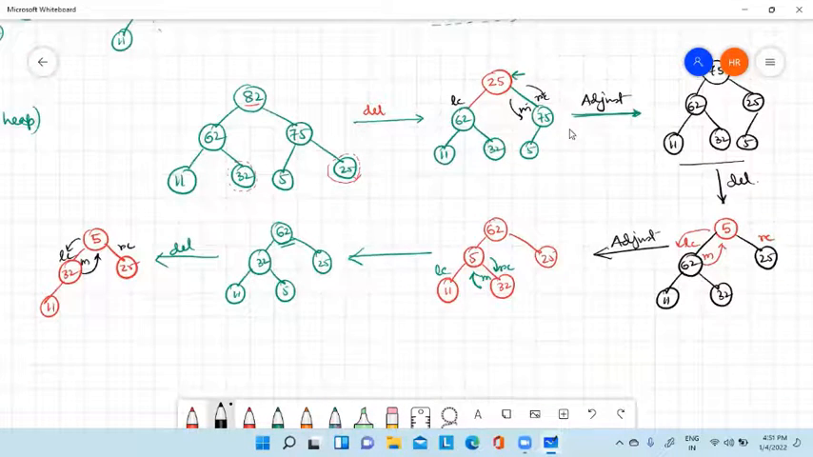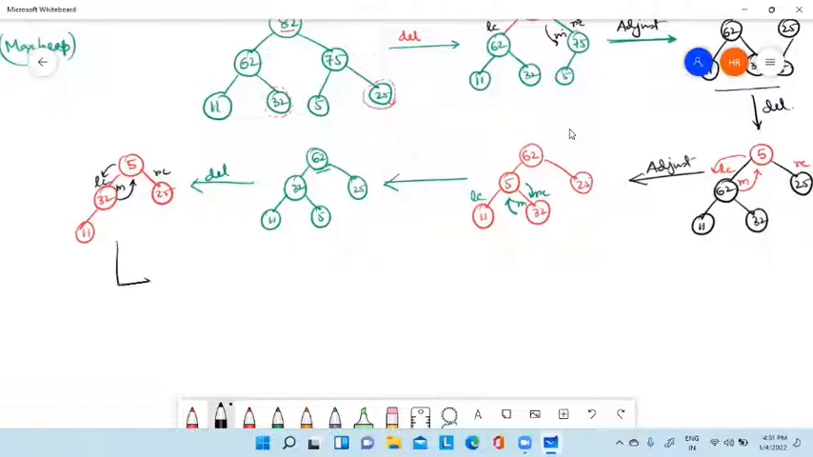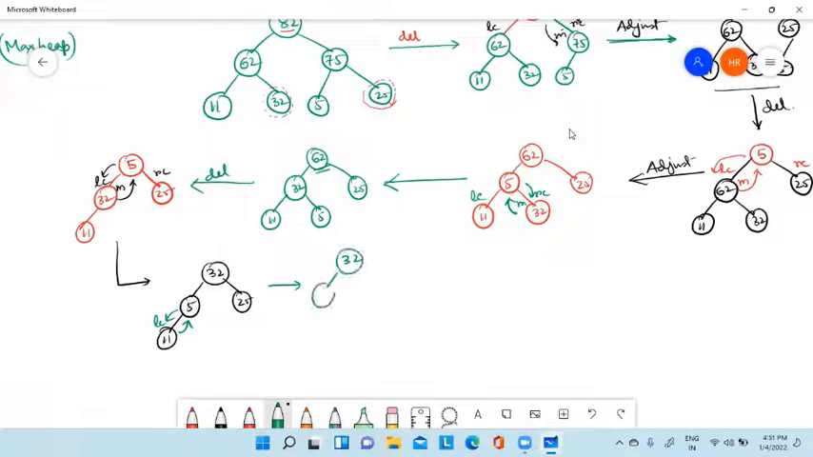I will get the next picture, that is 32 in this position. Here comes 5, this side 25, this side 11. Still 5 is not in the proper position. This is the only left child, and this one is greater than this, so these two will be interchanged. After that I will get 32, this side 11, this side 5, this side 25. Again I will perform a deletion.